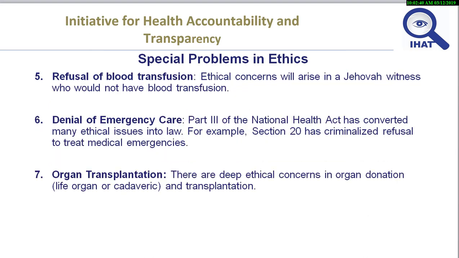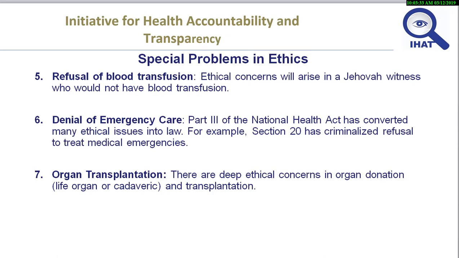Let us look at the issue of refusal of blood transfusion. Ethical concerns will arise in a Jehovah's Witness or any other faith-based decision that would not have blood transfusion. And this is quite common. Denial of emergency care is common in Nigeria. Mostly people will say, oh, you need a police report. It should be noted that Part 3 of the National Health Act has converted many ethical issues into law. Section 20 specifically of this law has criminalized refusal to treat emergency.